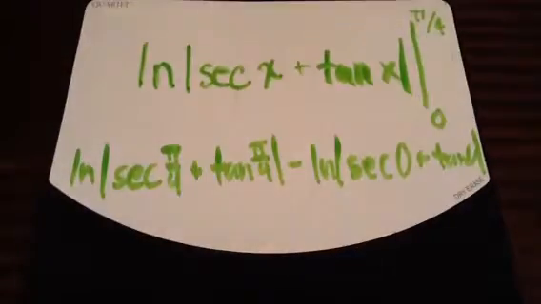Now secant pi over 4, I'm going to use a different marker, is square root of 2. Tan of pi over 4 is 1. Secant of 0 is 1. And tan of 0 is just 0.